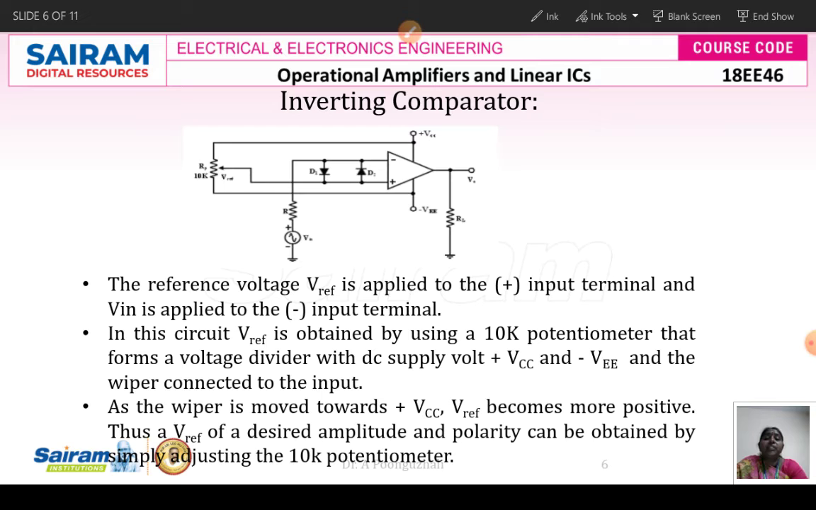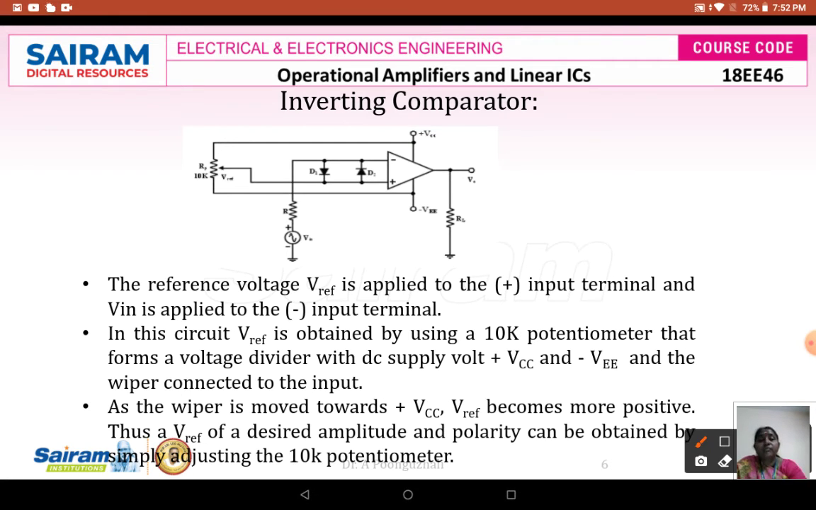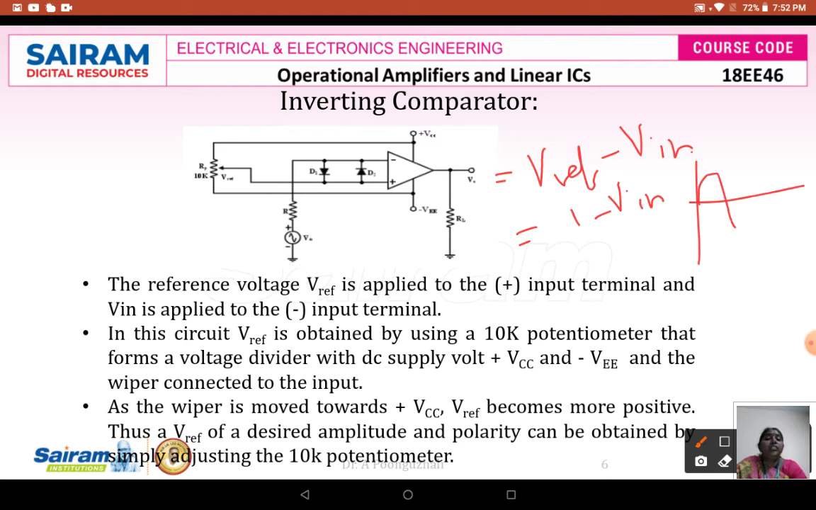So here my expression is V0 is equivalent to, what is the voltage at the non-inverting terminal? Voltage at the non-inverting terminal is nothing but V reference, minus the voltage of the input signal there. So suppose I take my V reference to be positive, positive means 1 volt I will take. So 1 minus V in. So if I take my waveform, this is your waveform.